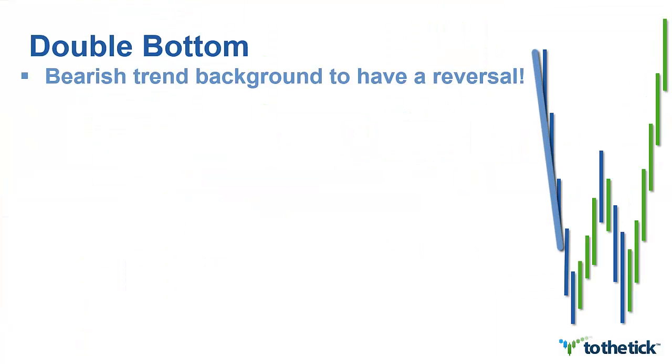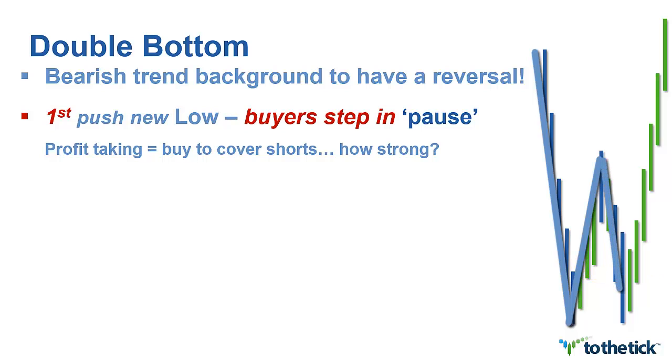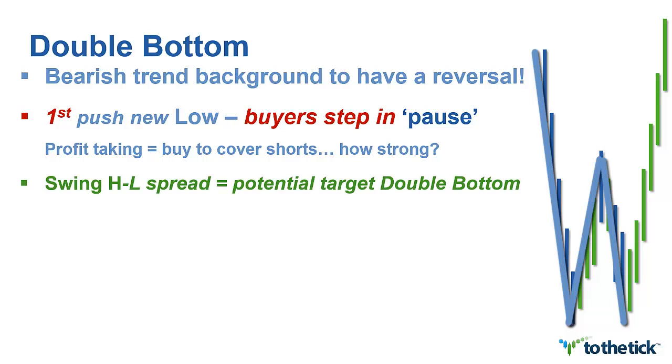It's a bearish trend background to start in order to even have that reversal, and we're looking to go long. The first push into the new low tells you everything. Where are the buyers willing to step in and stop that price decline? Then what kind of buying do they do? Are they only covering their shorts, or are they strong, just profit taking, or is there some conviction in it?